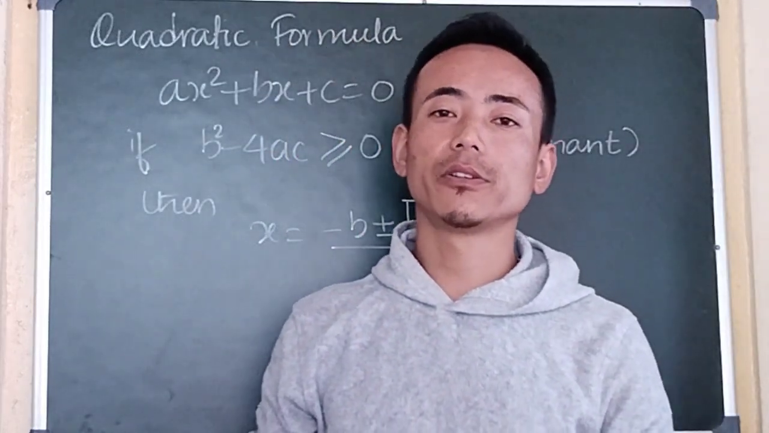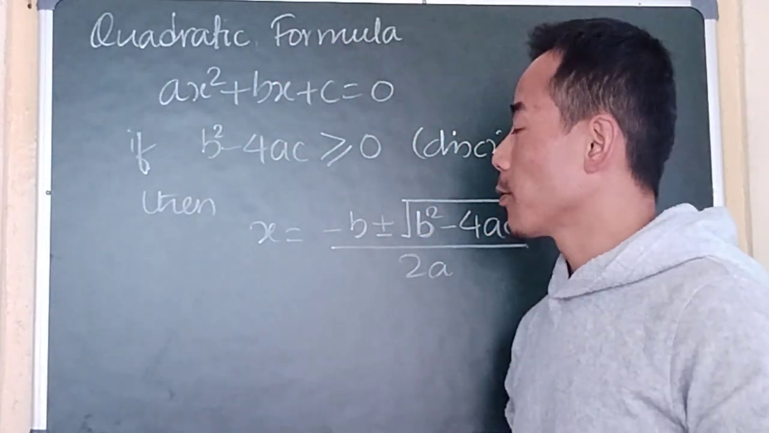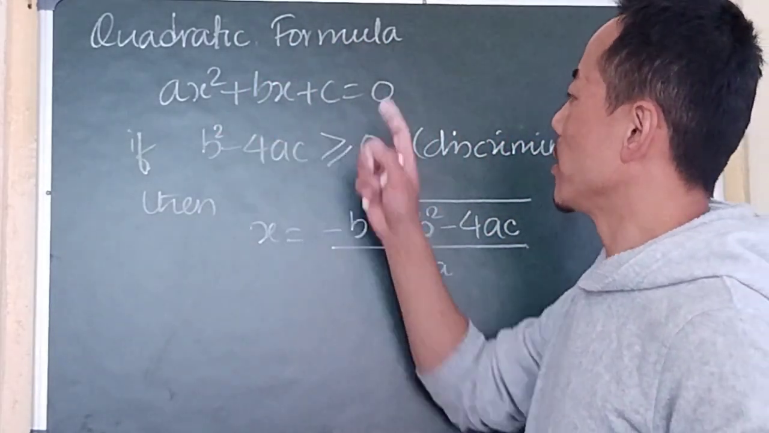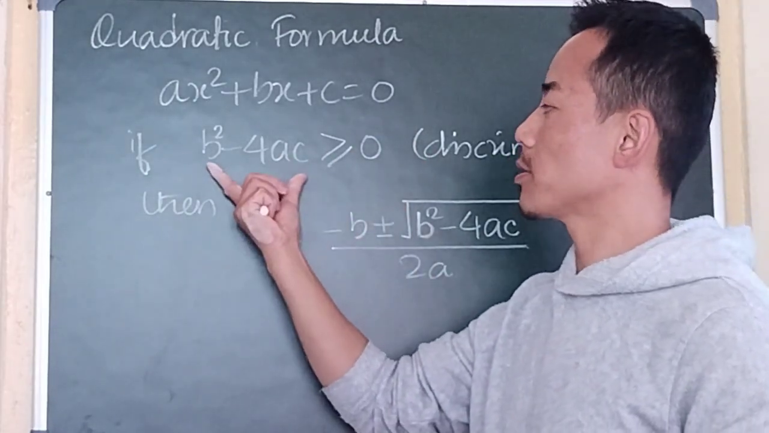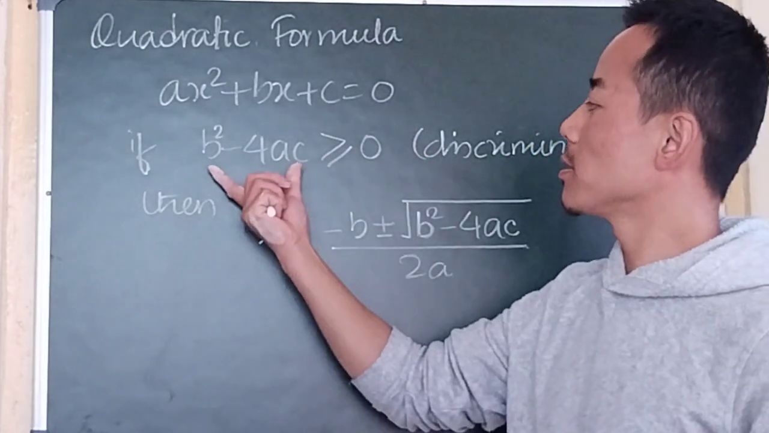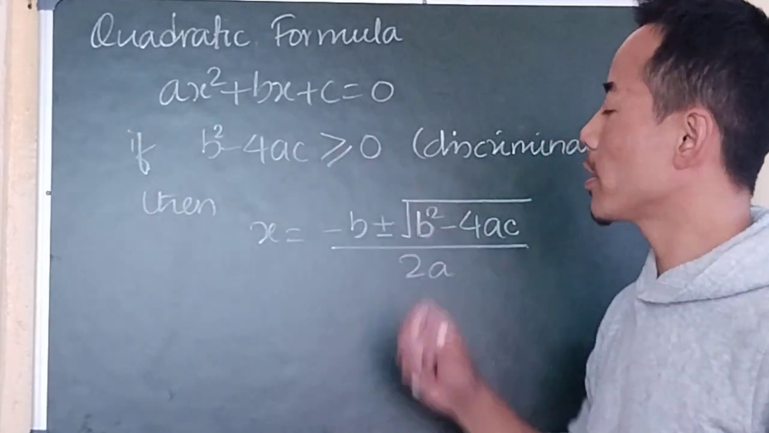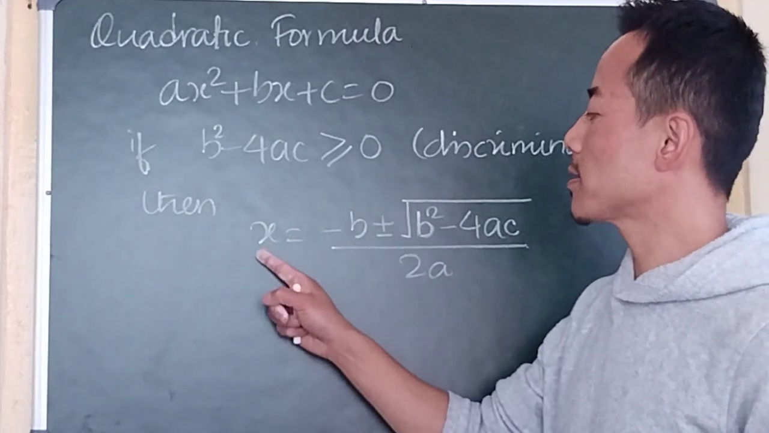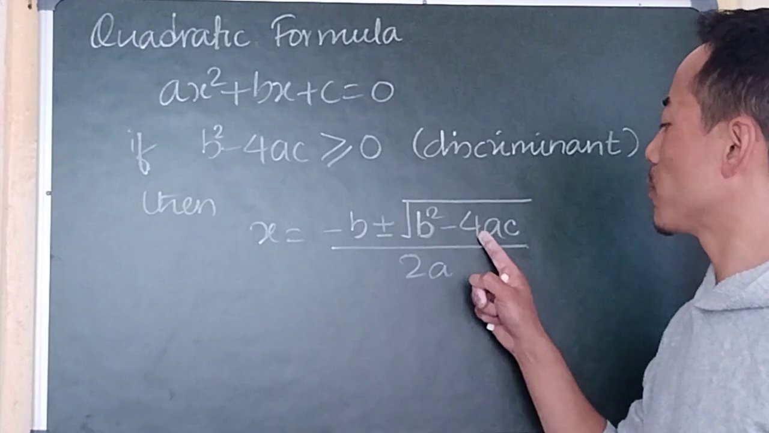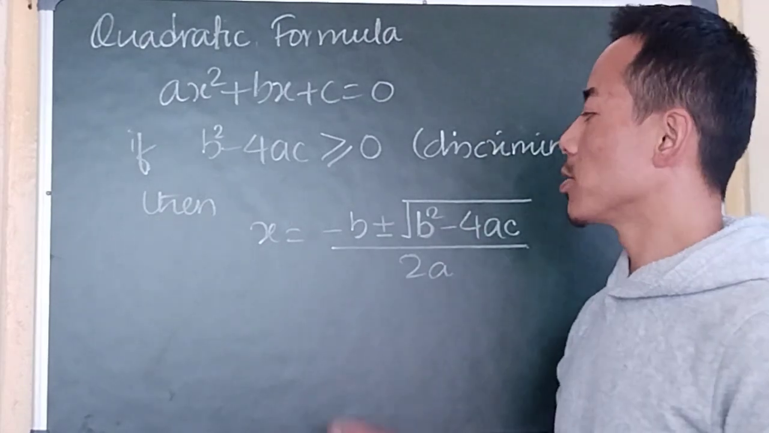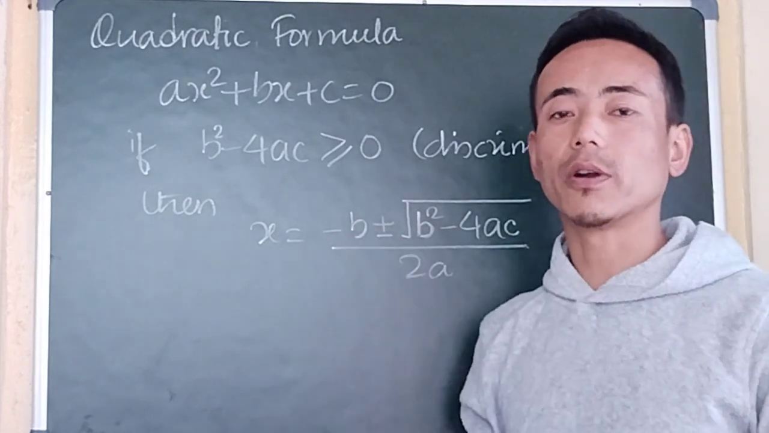Another method for solving a quadratic equation is by using the quadratic formula. If our quadratic equation is in the form ax square plus bx plus c equals 0, then b square minus 4ac is called the discriminant. If this discriminant is greater than or equal to 0, then the real roots of this quadratic equation are given by this formula: x equals minus b plus minus square root of b square minus 4ac, divided by 2a.